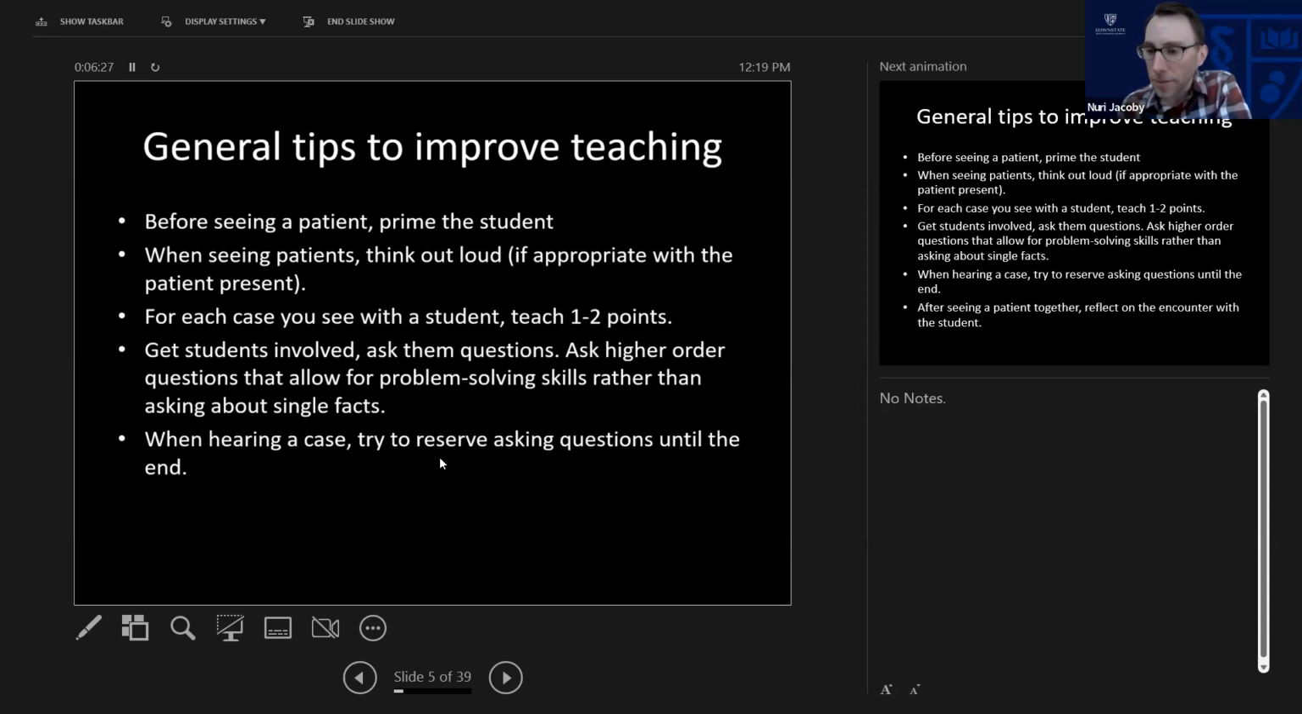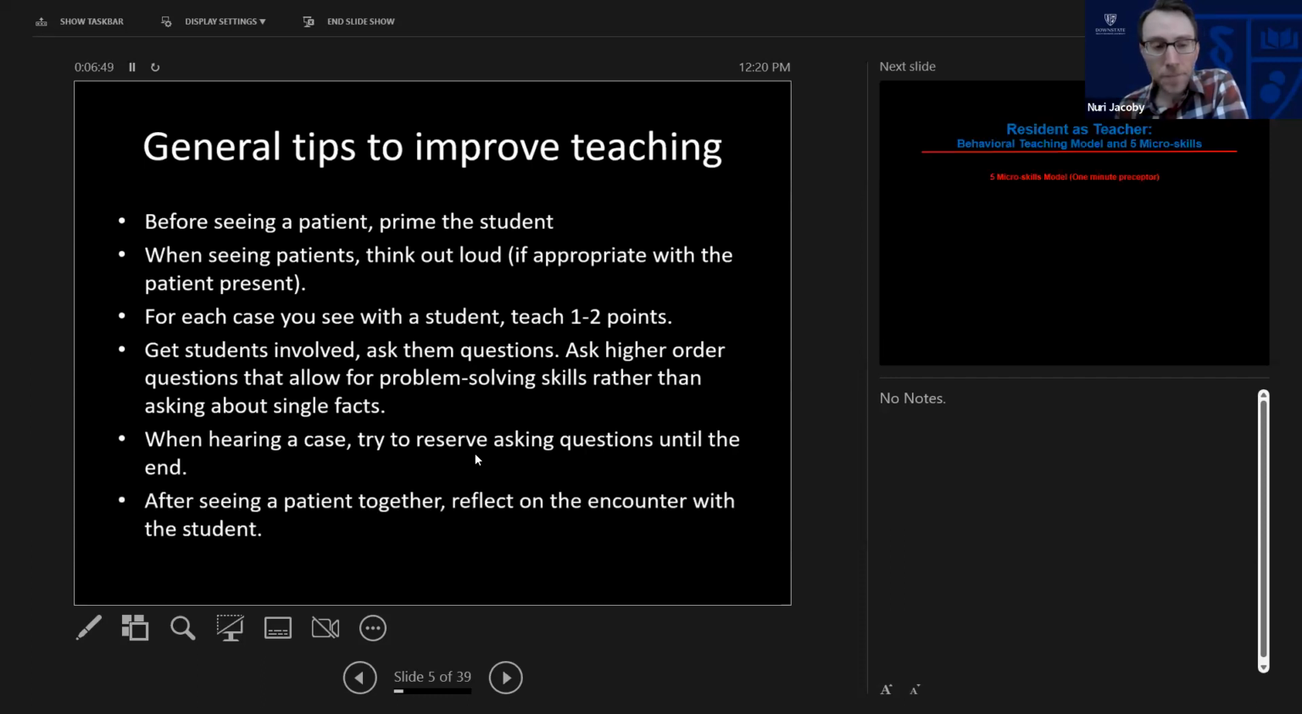This is really hard because sometimes the student's presenting a case and you're like, this is disorganized. This is unhelpful. I have no idea what's going on. If it's really bad, you might need to interrupt them. But a lot of times, if you're having questions, try and reserve those questions till the end, and let the student finish the presentation.